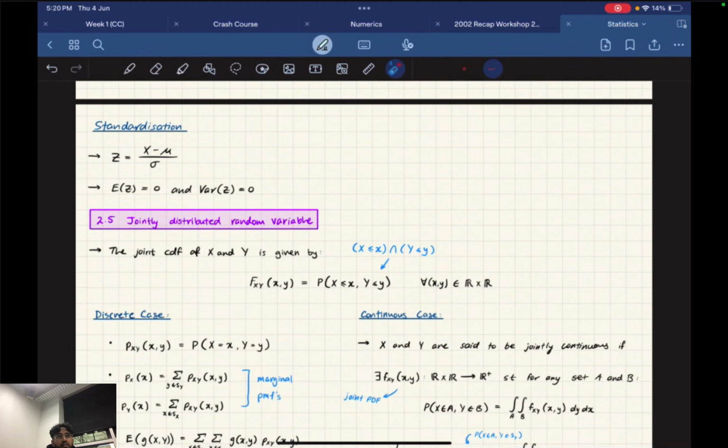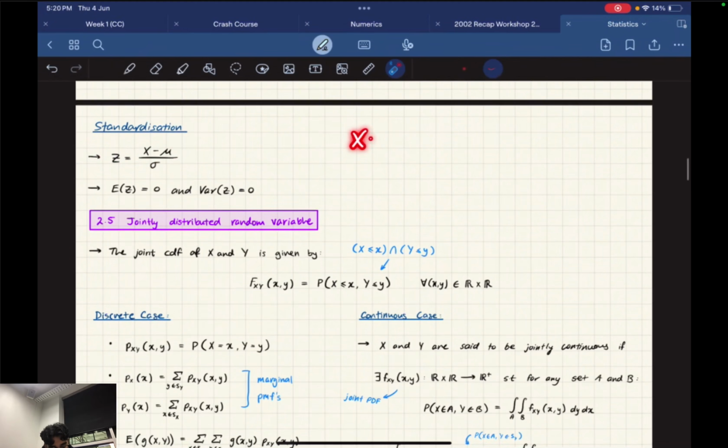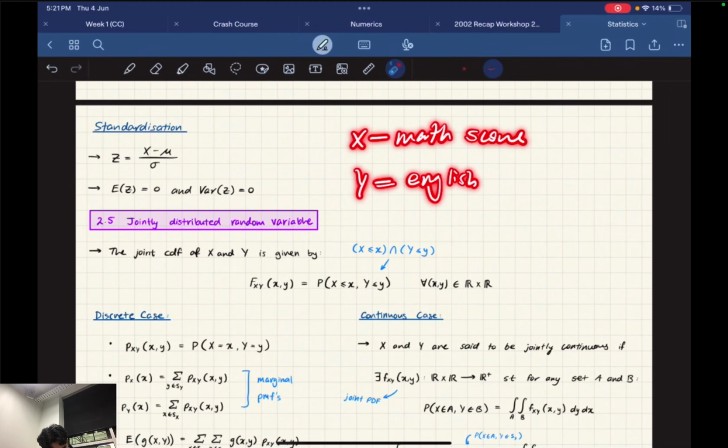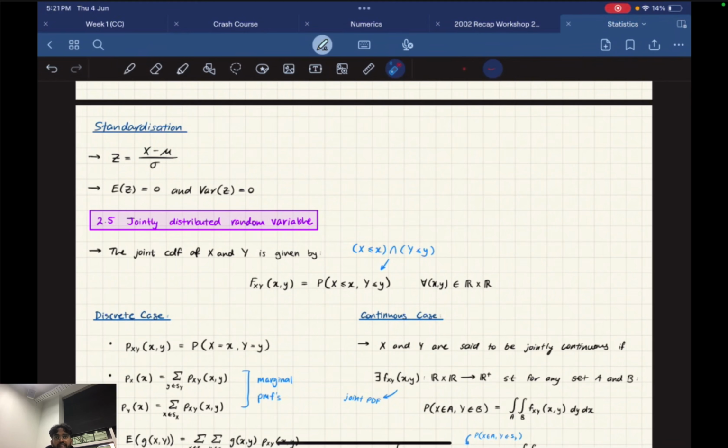Then to standardize, so if you have 2 different kinds of variables, right? One's height, let's say one is English marks, the other one is math marks, 2 different sets. To standardize it, we use a z-score. So let's say x is going to be our math scores, y is going to be our English scores, right? To standardize it into one, we represent them both as z scores, essentially one sample.